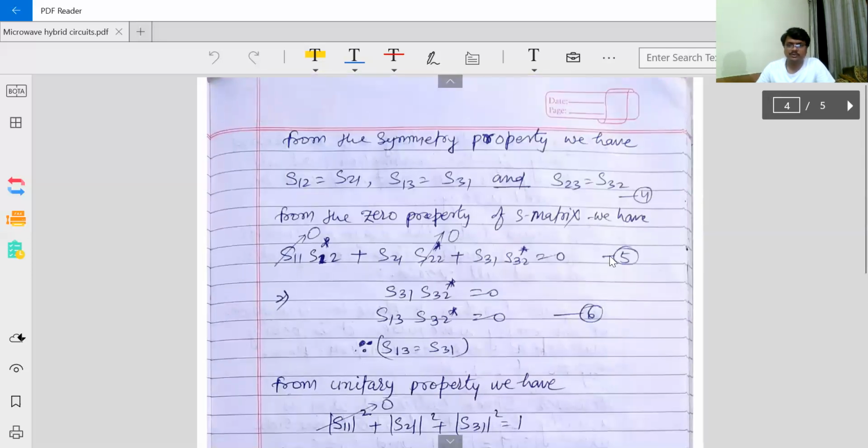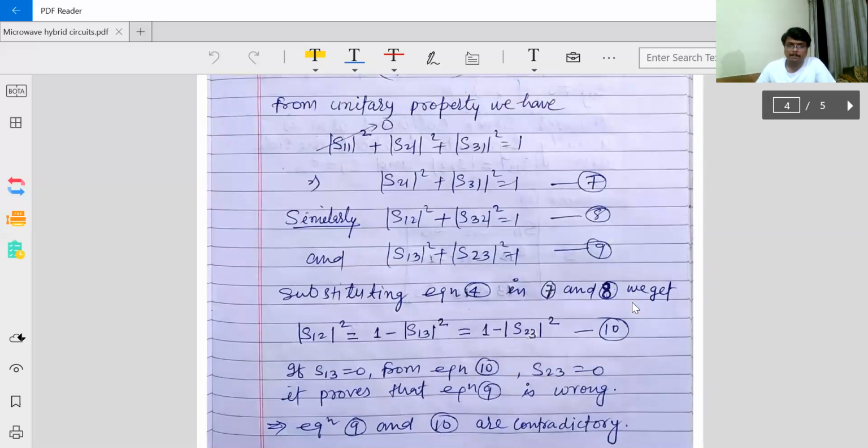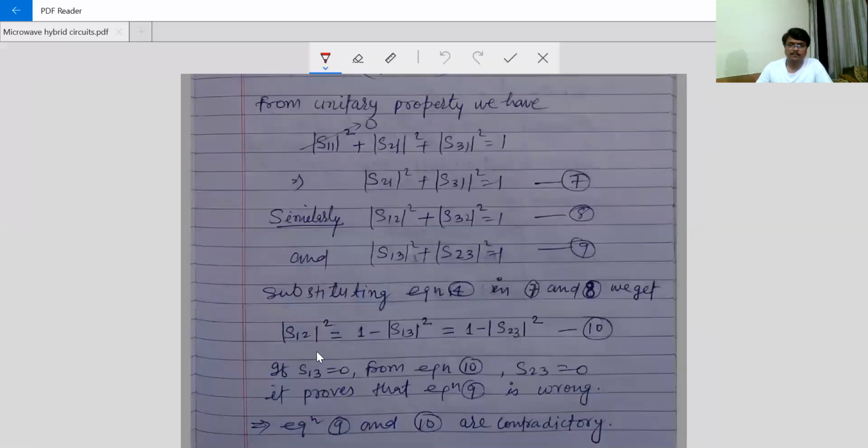And this is equation 4: S23 equal to S32. So this is 7 and this is 8, and we are putting the value of S32. S32 equal to S23. So what will be the value of S12 squared? S12 squared means 1 minus S23 squared. This one. S12 squared will be equal to this one.